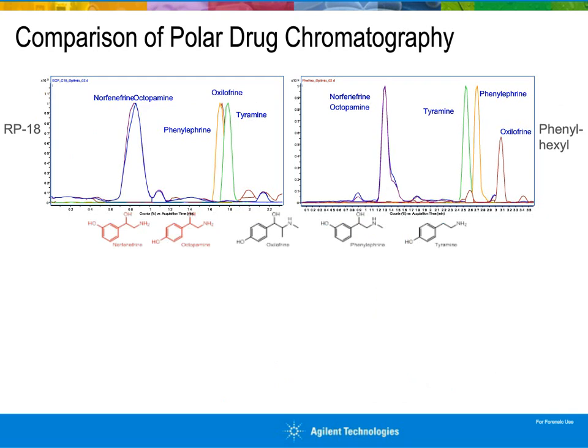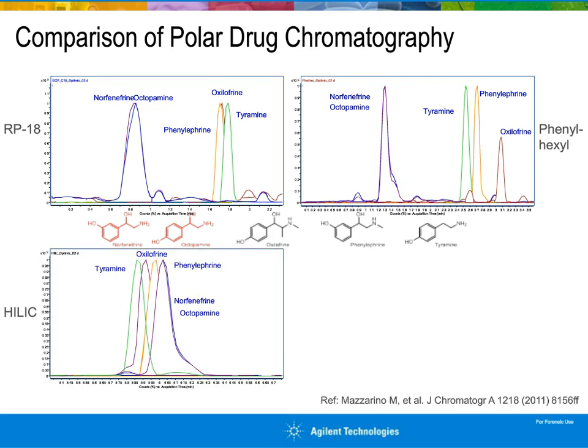If we compare different column types, you can see a C18 column, a phenylhexyl column, which has a slightly different separation idea, and a HILIC column that basically turns the chromatography around. You can't see this, but the retention times here are at 8 or 9 minutes, so we can see that the compounds have started to separate.